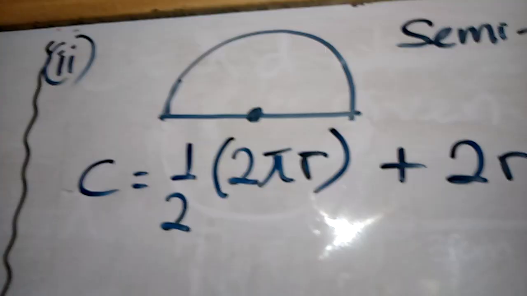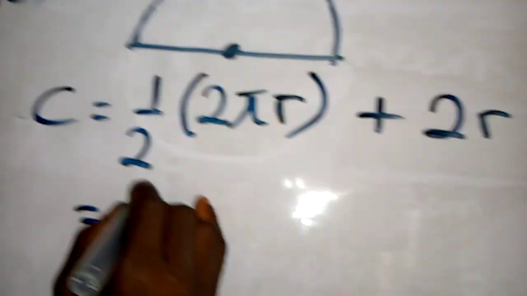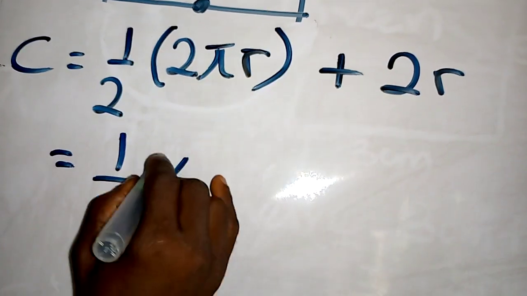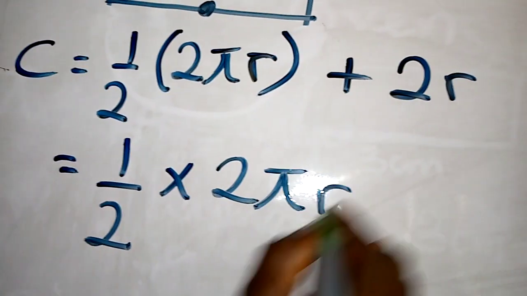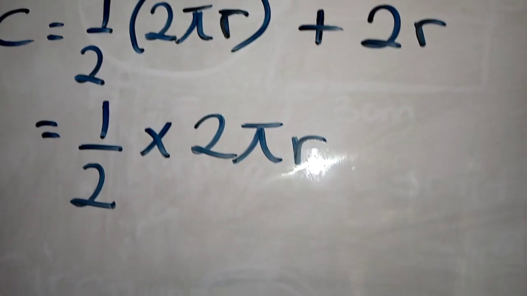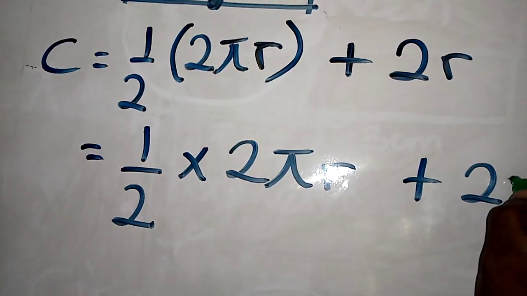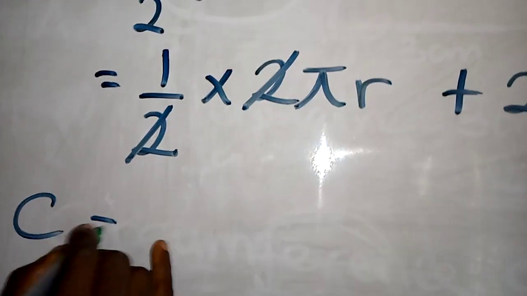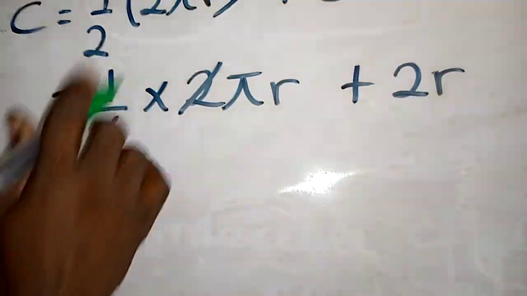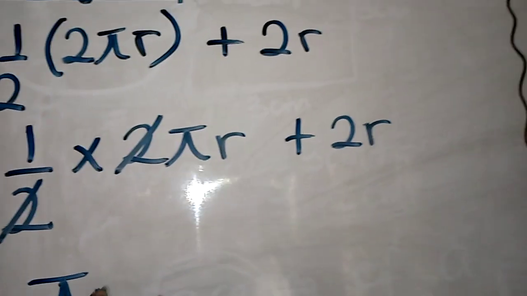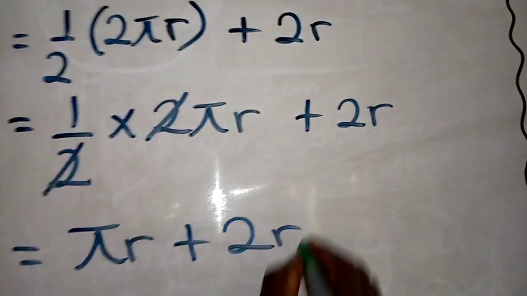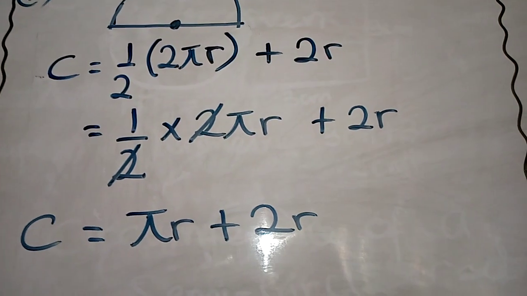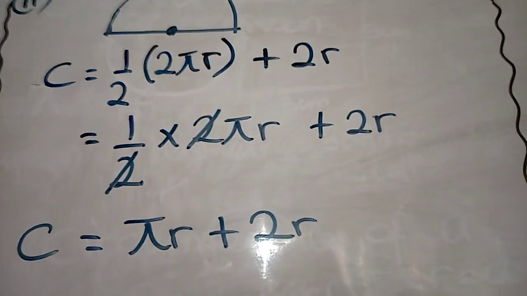If you work this one out, you are going to have 1 over 2 times 2 pi r plus 2r. So we cancel this. Finally, the circumference of a semicircle will now be pi r plus 2r.